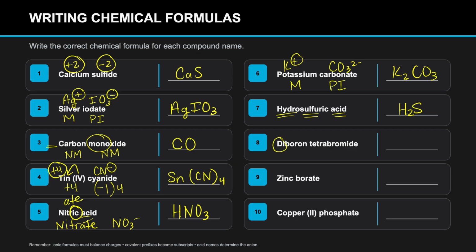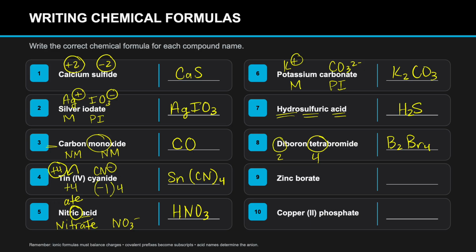Then we have some prefixes here that should give you an idea that it is covalently bonded. So we have 2 borons and 4 bromines. So B2Br4. And then we have zinc borate. So borate is not one you have to memorize. I have never seen it on the AP exam, but you never know.